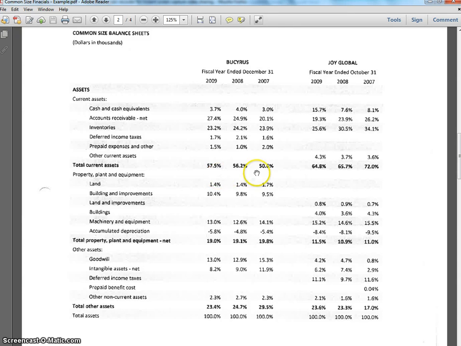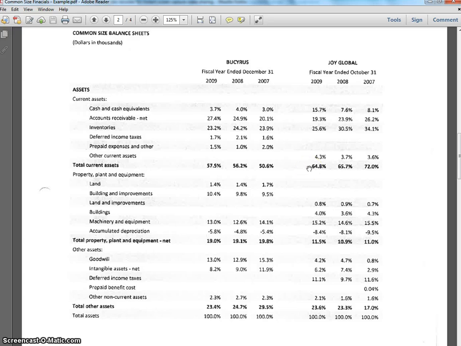All right, let's peel the onion a little bit more and drill deeper to see how these current assets as a percentage of total assets compare to a competitor. You'll notice that Joy Global has much more in current assets than Bucyrus. If you look at their number in 2009, 64.8% of the company's total assets were total current assets. These are the resources the company owns that are realizable in cash within a year. So for every dollar in assets, they had close to 65 cents realizable within a year. That's really good, and certainly better than Bucyrus from a liquidity standpoint.